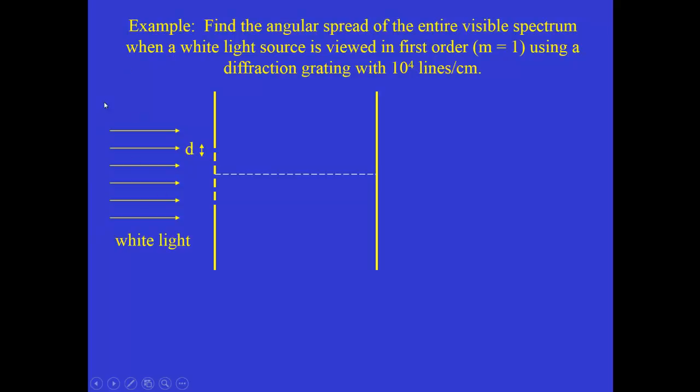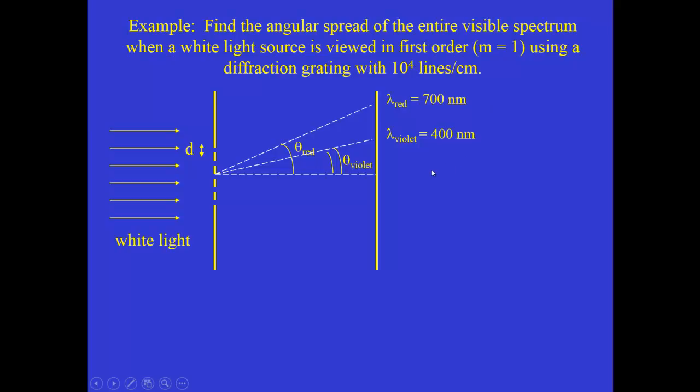And now we have white light, and it's important in order to solve this problem to understand what the wavelength region of the visible spectrum is. Commonly we will use 400 to 700 nanometers, where 400 is at the violet edge, 700 is at the red edge, and those are the limitations on human light perception. So that's why we call it the visible spectrum.